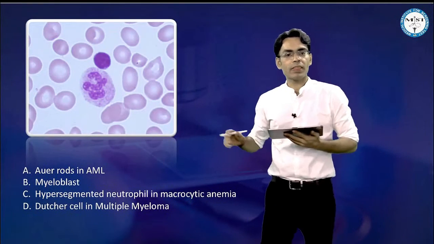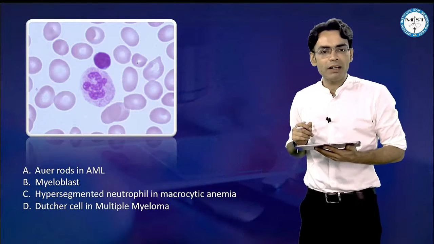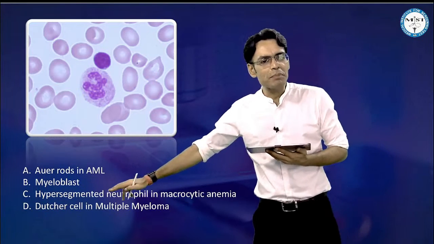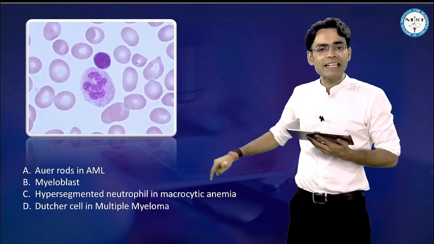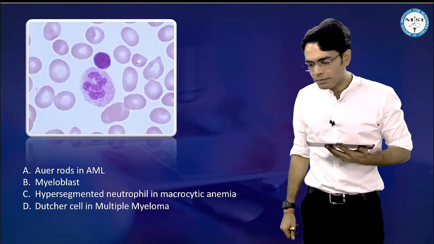Hanji. Tell me, is it an Auer rod inside the AML? Or is it a myeloblast? Or is it a hypersegmented neutrophil seen in a macrocytic anemia? Or is it a Dutcher body in multiple myeloma?